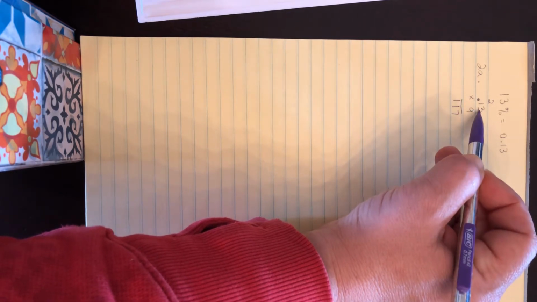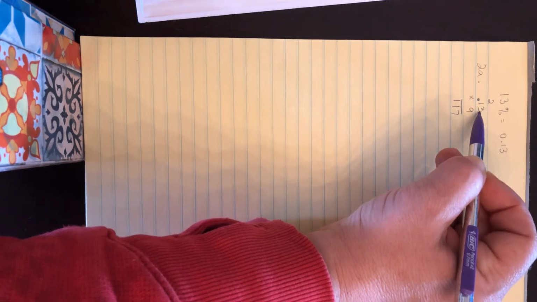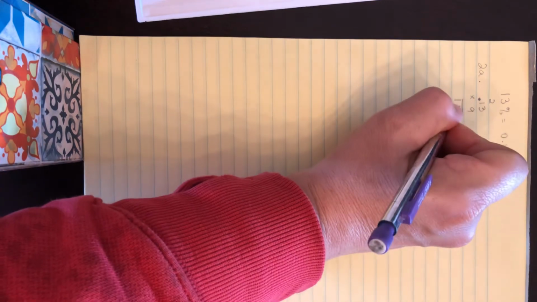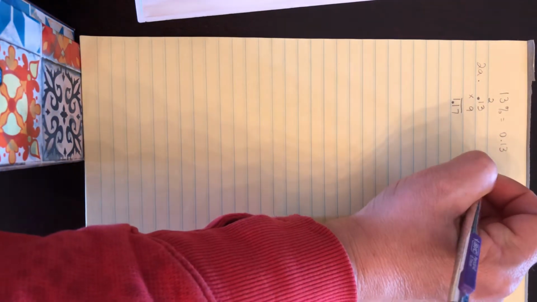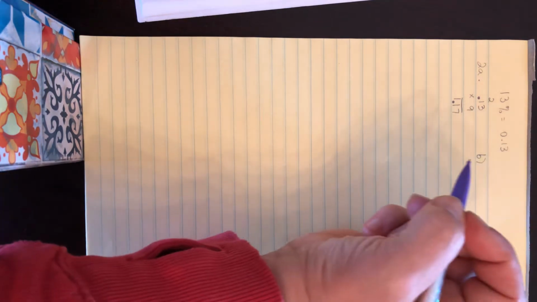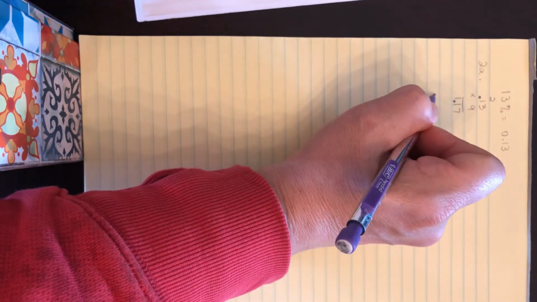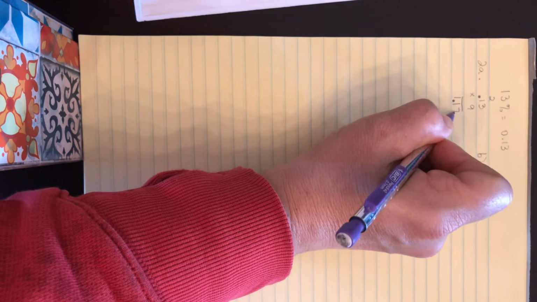there's 2 decimal place digits in our question, so there needs to be 2 decimal place digits in our answer. So 13% of 9 is 1.17. Question B, 52% of 7.